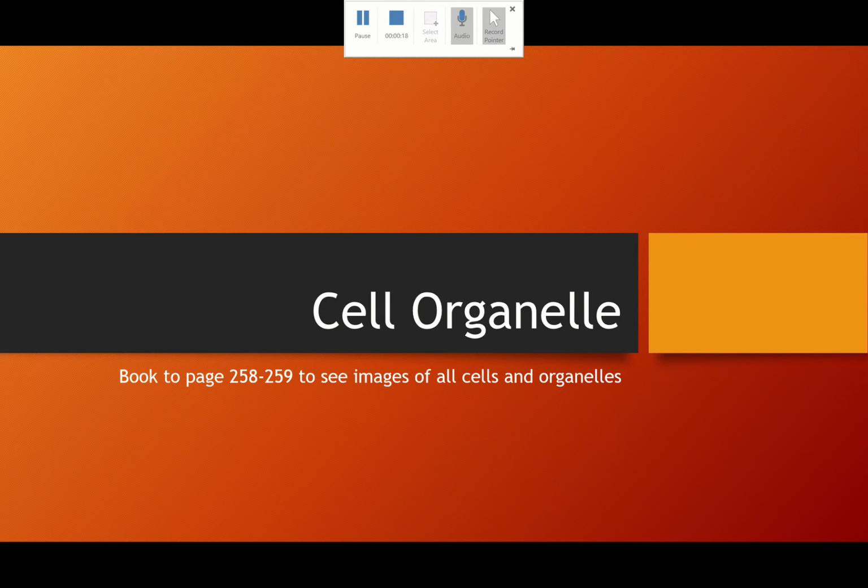This is important because page 258 has the pictures of the animal cell, the plant cell, and a prokaryotic cell. So it has two eukaryotes, animal and plant, and our prokaryote. So you can see the pictures as we talk about this. It also has a list of all of the organelles we're going to talk about so that you can see them in the way the book describes them and in the way our notes are going to describe them. So make sure you have those things.